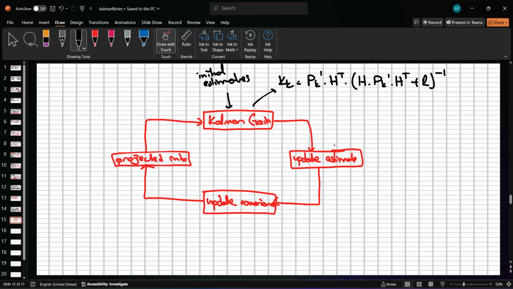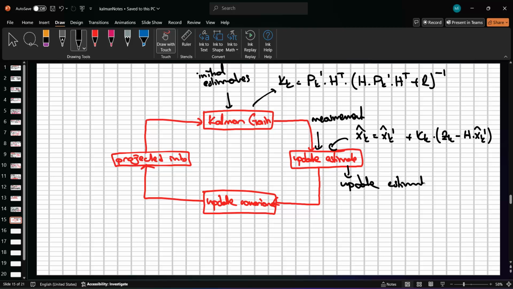And the update estimate is given with the measurement in here in the real-time application. And so x_k hat is equal to x_k prior knowledge plus K_k times (z_k minus H x_k hat prior knowledge). Okay? And so that updates the estimate. And then we need to update the covariance matrix with the formula (I minus K_k H) times P_k prior knowledge.